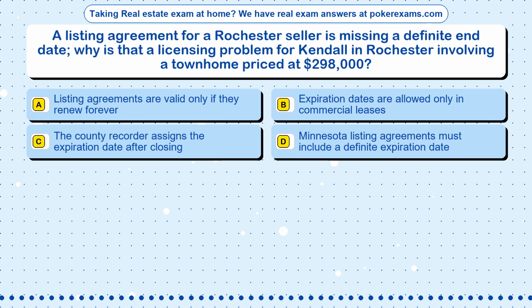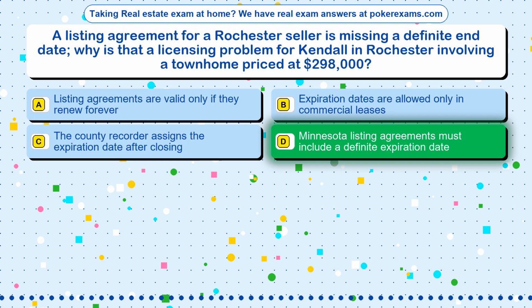Question 20. A listing agreement for a Rochester seller is missing a definite end date. Why is that a licensing problem for Kendall in Rochester involving a townhome priced at $298,000? Option A, listing agreements are valid only if they renew forever. Option B, expiration dates are allowed only in commercial leases. Option C, the county recorder assigns the expiration date after closing. Option D, Minnesota listing agreements must include a definite expiration date.